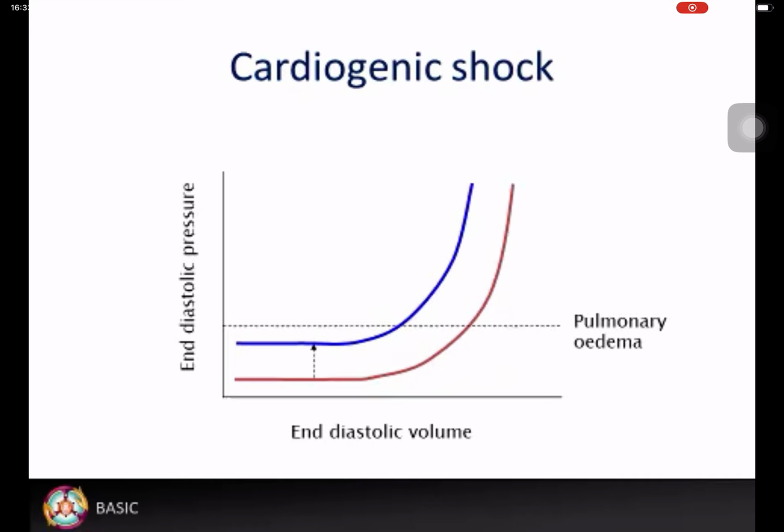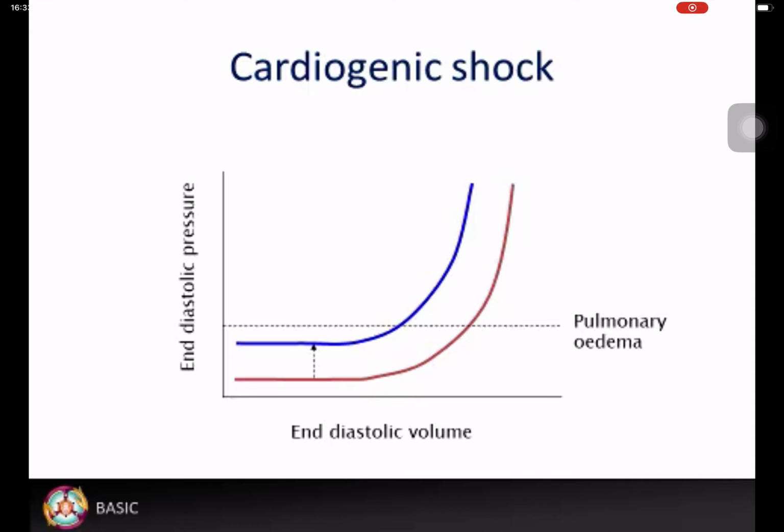In most patients with cardiogenic shock, the compliance of the ventricle falls, with the result that the end diastolic pressure volume curve, or compliance curve, shifts to the left and up. For any given end diastolic volume, the end diastolic pressure will be higher, and hence the atrial pressure will be higher. Under normal circumstances, we operate on the flat part of the compliance curve.